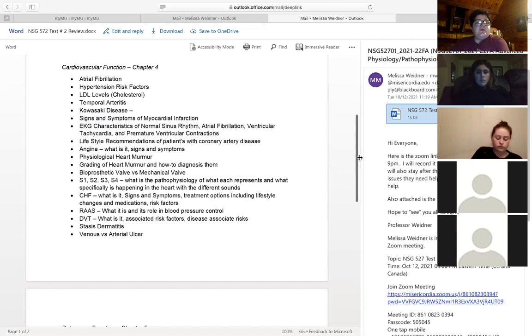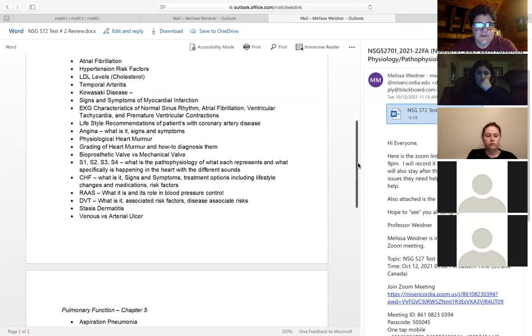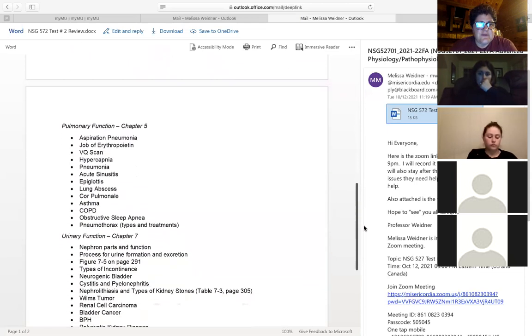You want to be able to understand a little bit about what stasis dermatitis is and how to distinguish a venous ulcer from an arterial ulcer. There is a chart in your book as well. So removing the grading of the heart murmur and how to diagnose them, are there any questions about the cardiovascular function? All right, I'll move along then.